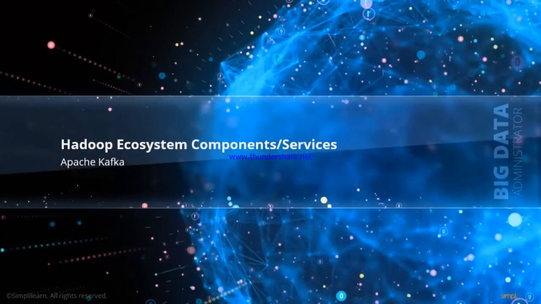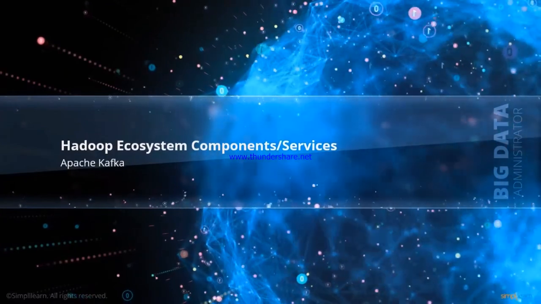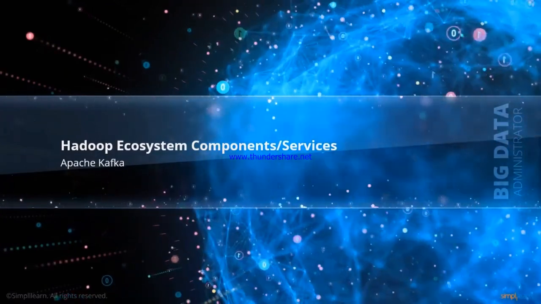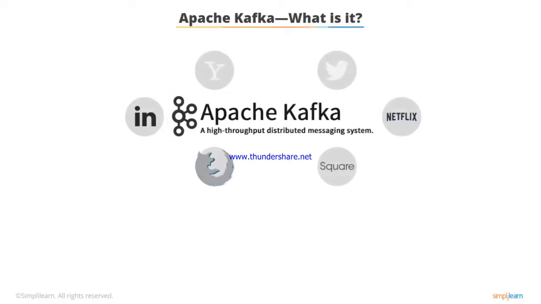In this topic, we will learn about Apache Kafka, another service in the Hadoop ecosystem. Kafka is a fast, scalable, and durable distributed messaging system. It follows the publish-subscribe messaging pattern. Kafka is also a partitioned, replicated, commit log service. Although Kafka essentially functions as a messaging service, its design is unique.